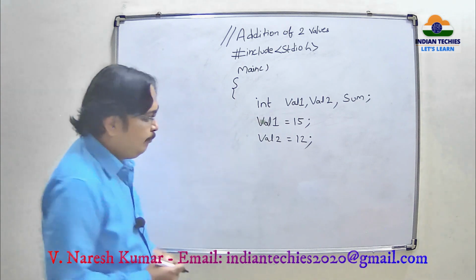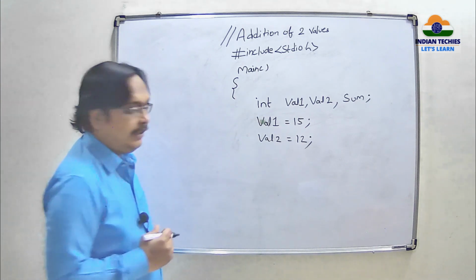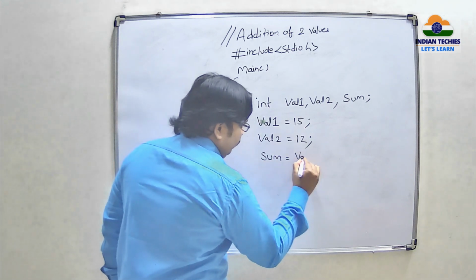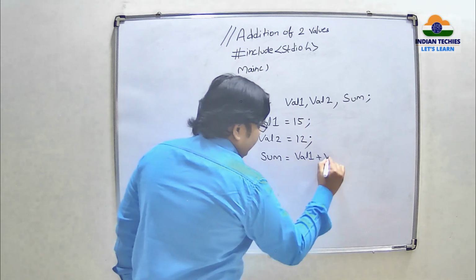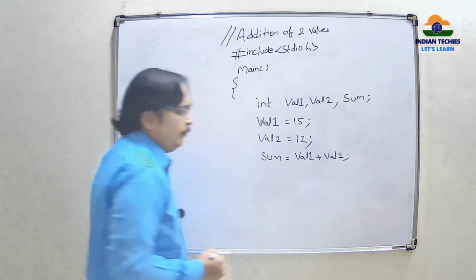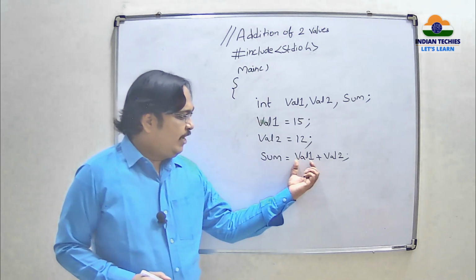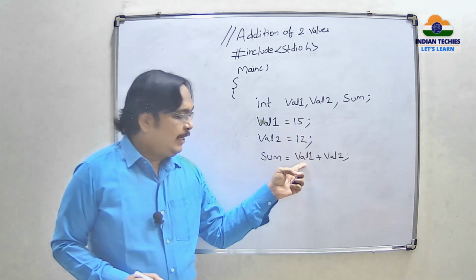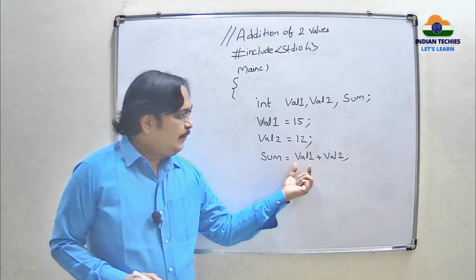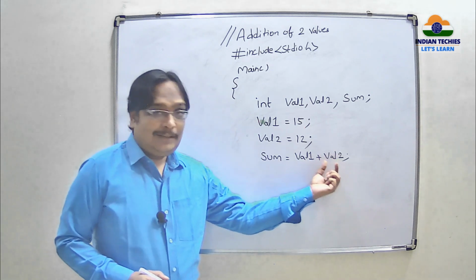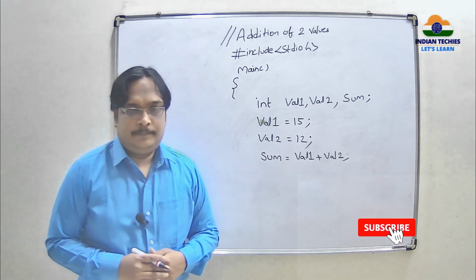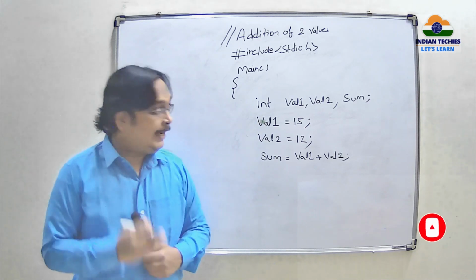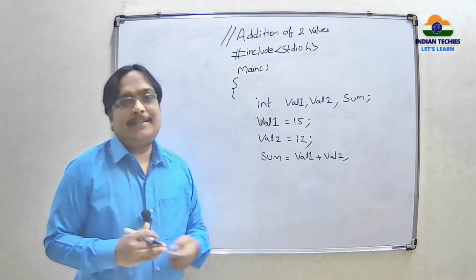Now I have given the values. You got the values, so perform the addition. That is, sum is equal to value1 plus value2. Whenever you write this statement, what is there in value1? 15. What is there in value2? 12. So internally, value1 plus value2 means 15 plus 12. The total is 27. The 27 will be stored in sum. Now the calculation is completed. What is the next step? You have to print the value inside the sum on the screen.